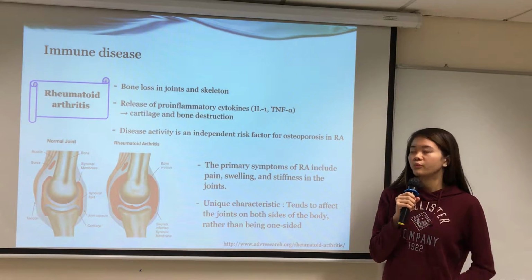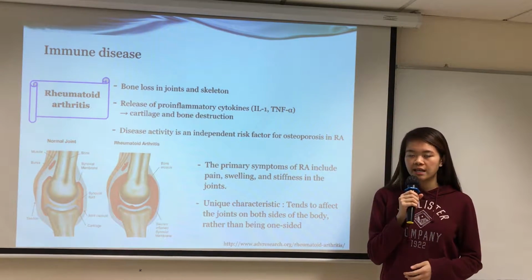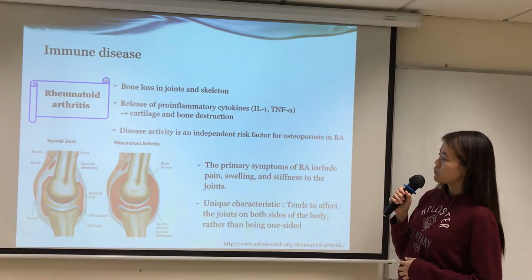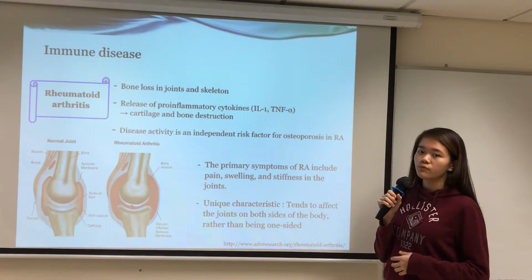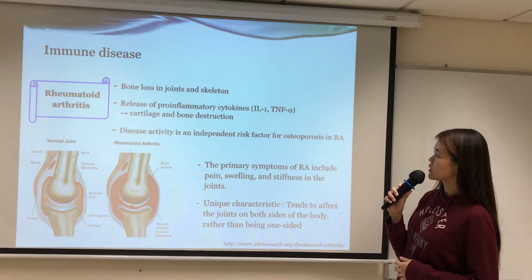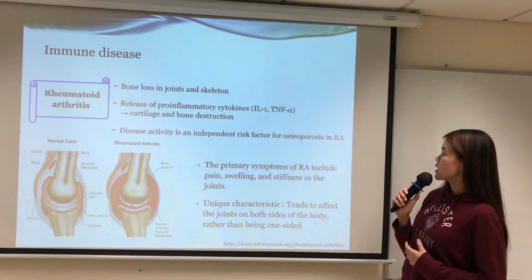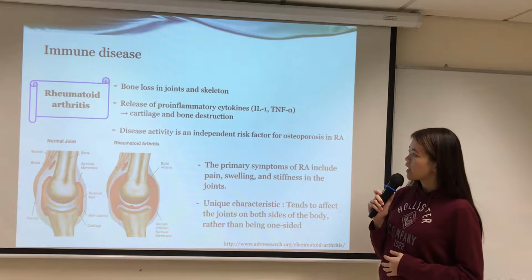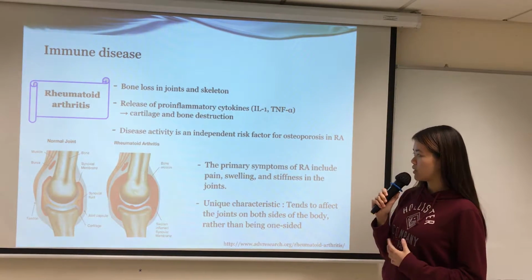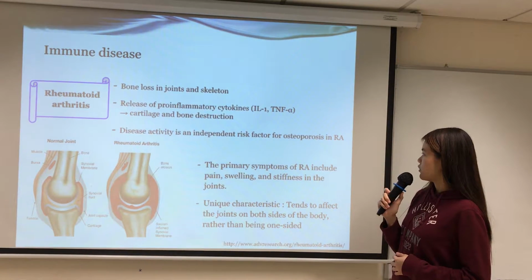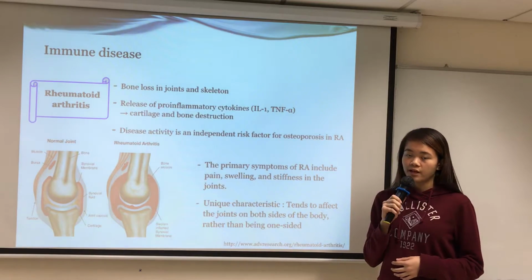As mentioned above, rheumatoid arthritis is a typical example of the link between inflammation and osteoporosis. It will cause bone loss in joints and over the skeleton. It will release pro-inflammatory cytokines like interleukin-1 and tumor necrosis factor alpha, and then cartilage and bone destruction will be caused. The disease activity is an independent risk factor for osteoporosis in rheumatoid arthritis.